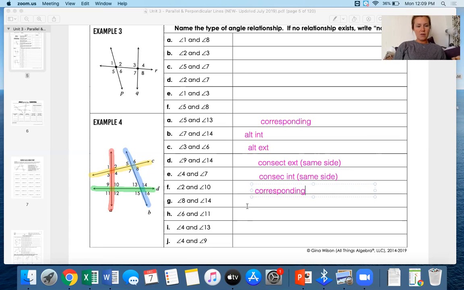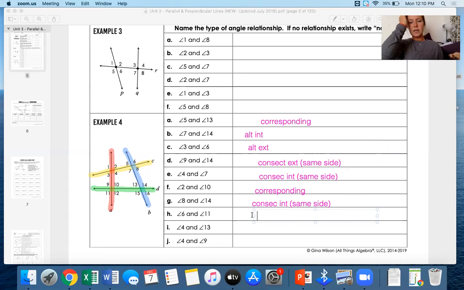So if we locate 8 and we locate 14, they're both on that blue transversal. What would we say about these? Alternate interior. So 8 and 14, they're not on alternating sides. They're on the exact same side, so they can't be alternating. Good job. They're consecutive interior, which we also can call same side, because they're both on the same side of that blue line. They're both on the right-hand side.